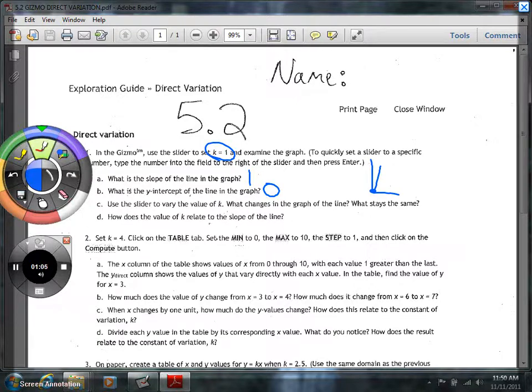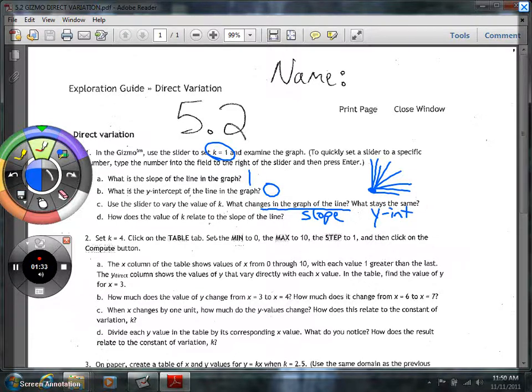Use the slider to vary the value of k. What changes in the graph of the line? Well, hopefully when you change the k, you should have kept noticing that the slopes were just going like this all over, left and right, up and down. But it was still going through 0, 0. So what stays the same? What changes is the slope, and what stays the same is the y-intercept, the fact that it goes through 0, 0.